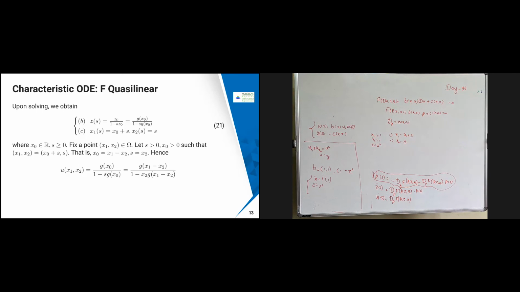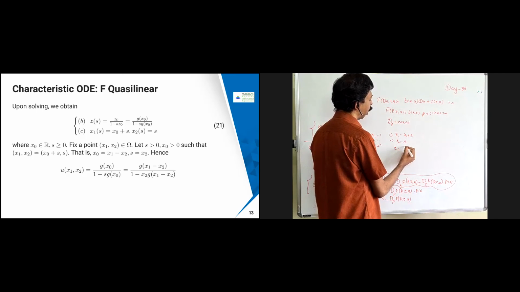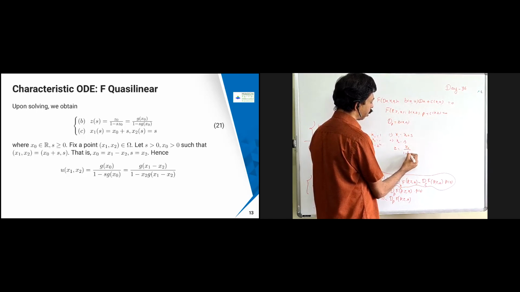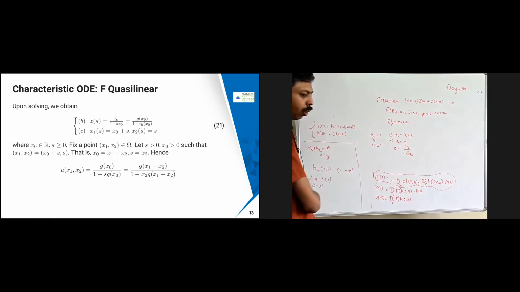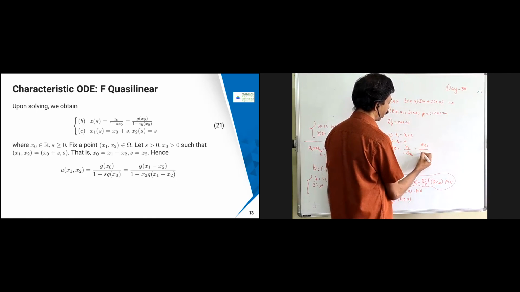And then z of s is going to come. Once again, you can just integrate this one. Once you integrate this one, just solve this problem. You are going to get z equal to z naught divided by 1 minus s into z naught. Once again, if you substitute, z naught is nothing but g of x naught, so you are going to get g of x naught divided by 1 minus s into g of x naught.